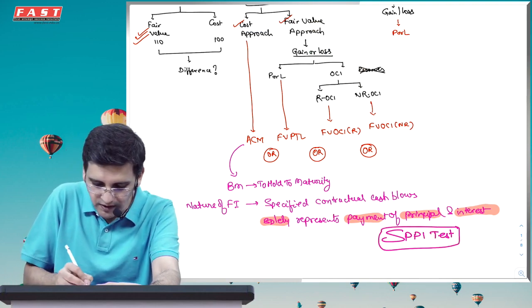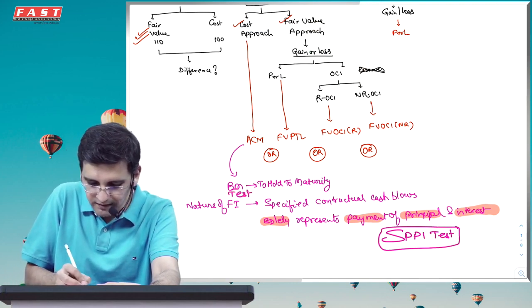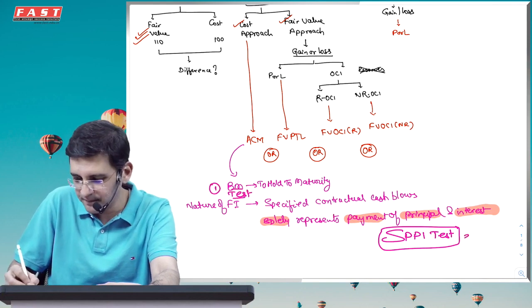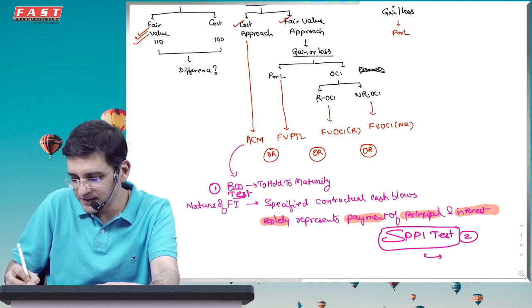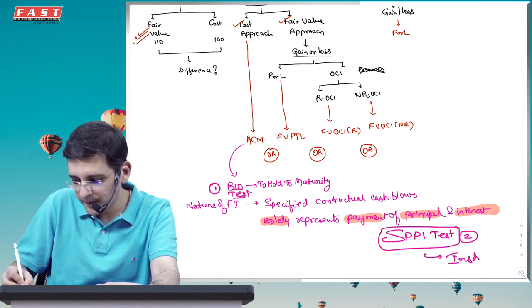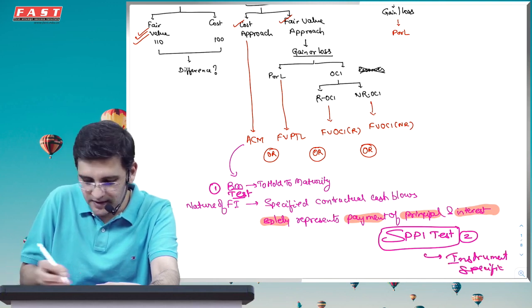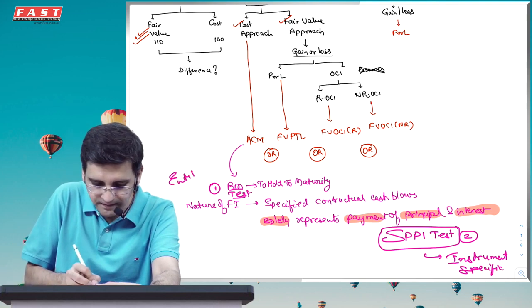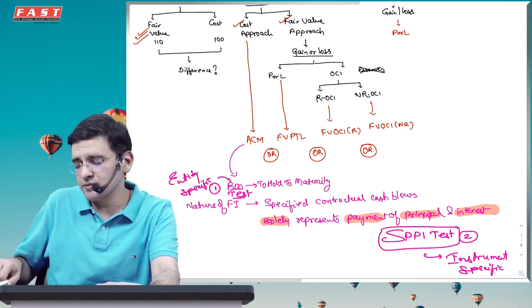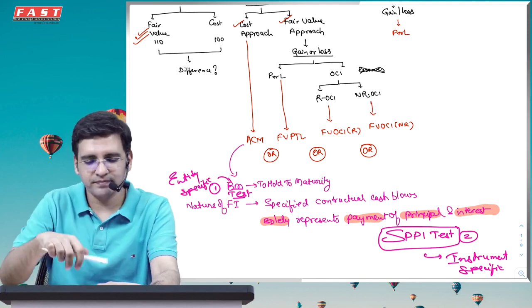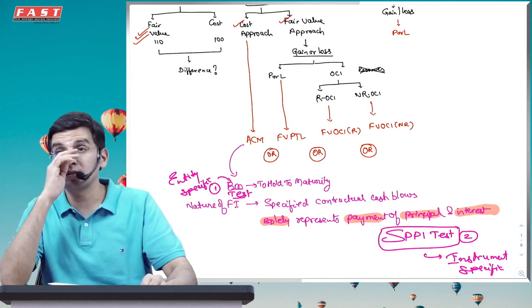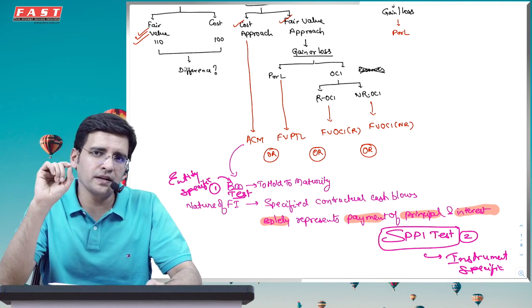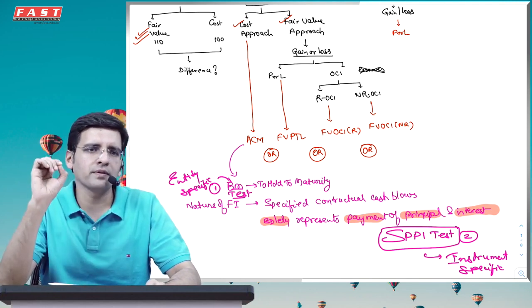So I have two tests. One is known as the business model test, and second one is known as the SPPI test. This is instrument specific, and the business model test is entity specific. If the nature of the instrument is such that it satisfies the SPPI test, which is the instrument is solely and solely for payment of principal and interest.